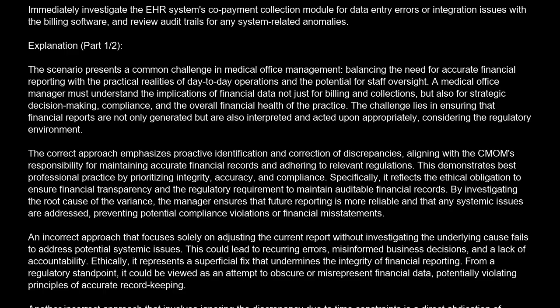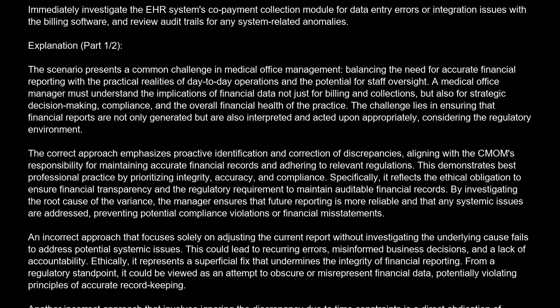The challenge lies in ensuring that financial reports are not only generated, but are also interpreted and acted upon appropriately, considering the regulatory environment. The correct approach emphasizes proactive identification and correction of discrepancies, aligning with the CMOM responsibility for maintaining accurate financial records and adhering to relevant regulations. This demonstrates best professional practice by prioritizing integrity, accuracy, and compliance. Specifically, it reflects the ethical obligation to ensure financial transparency and the regulatory requirement to maintain auditable financial records.